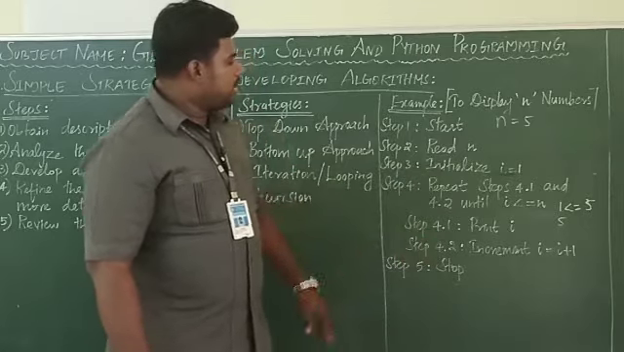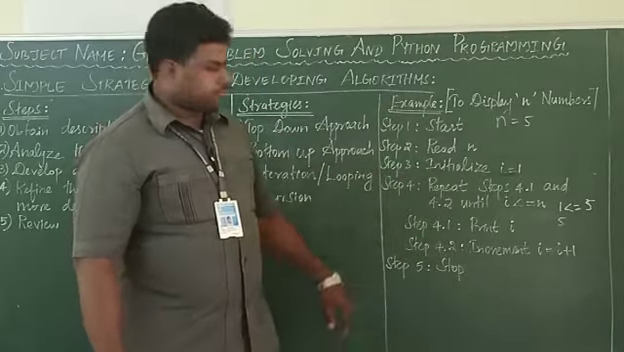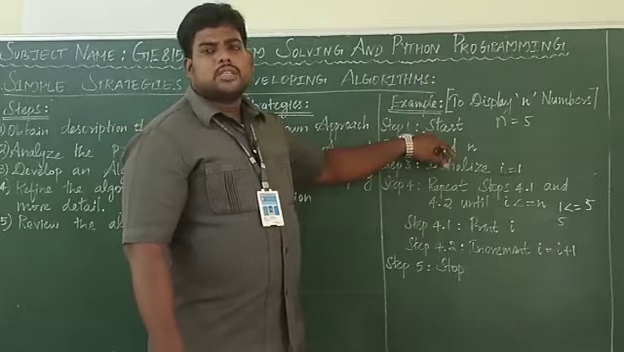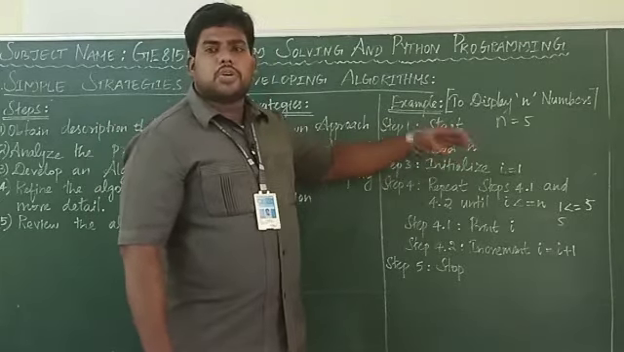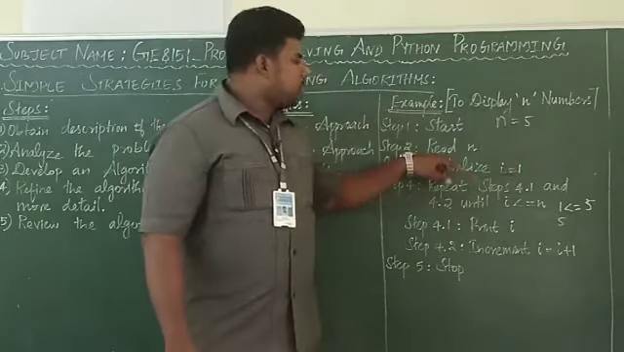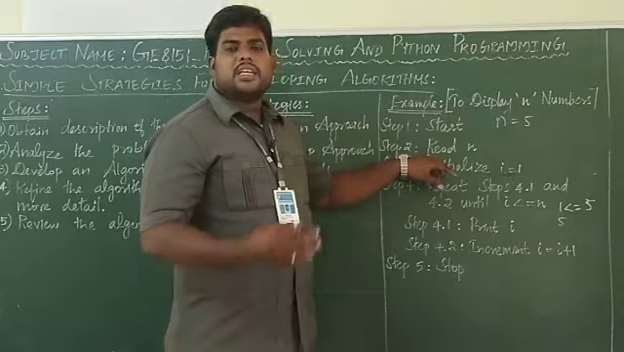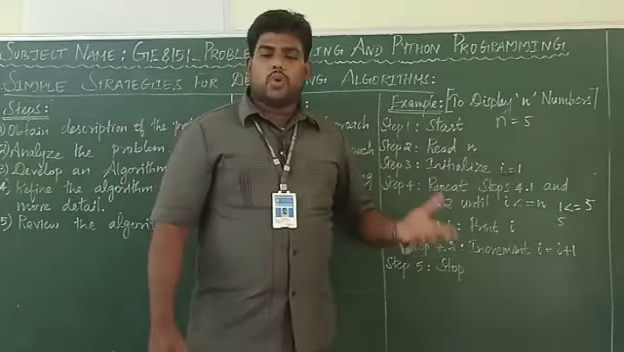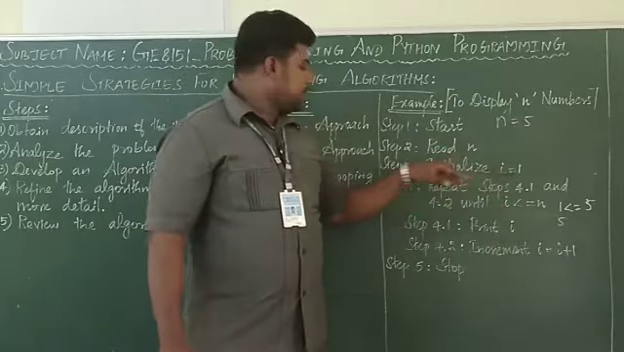Okay. Now listen, I will explain the algorithm. Start is used to denote the starting position of your algorithm. Then I want to know the n value, so read n. Read n means the n value is taken from the user. Then initialize I equal to 1. Why? I am giving the starting position here.